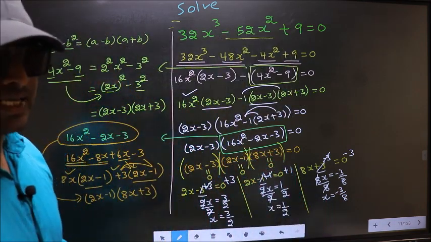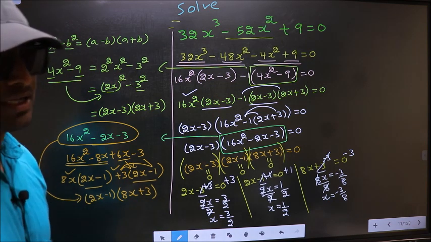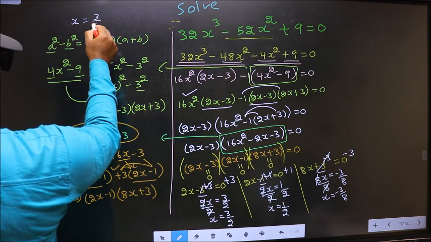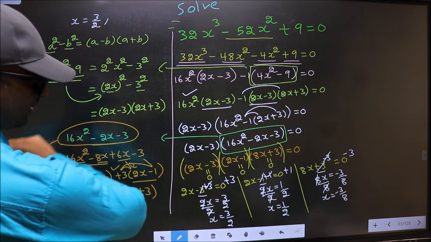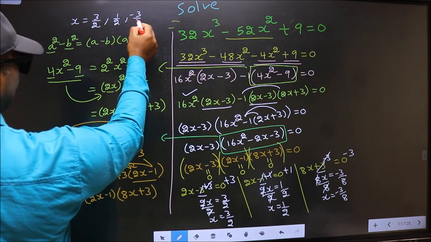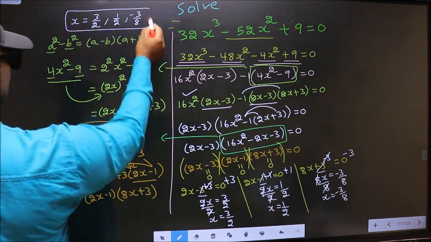So the x values that we got are 3 by 2, 1 by 2 and minus 3 by 8. This is our answer.